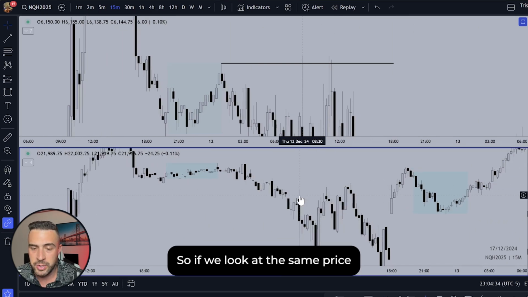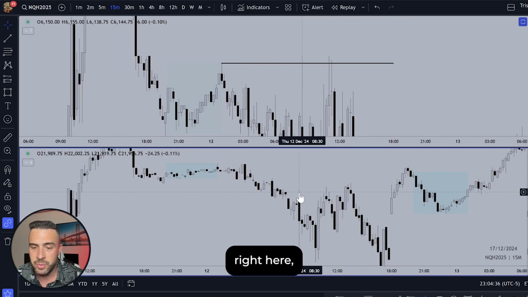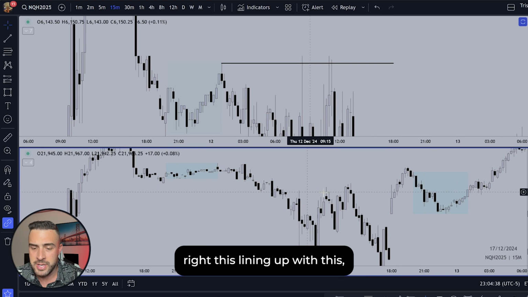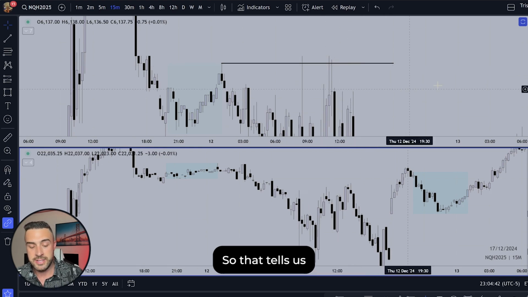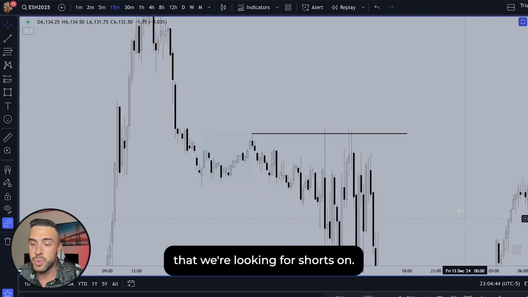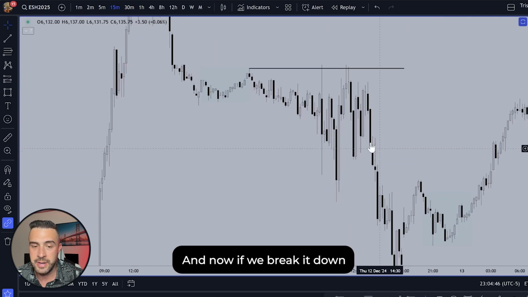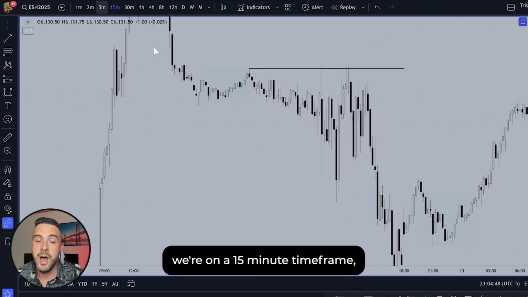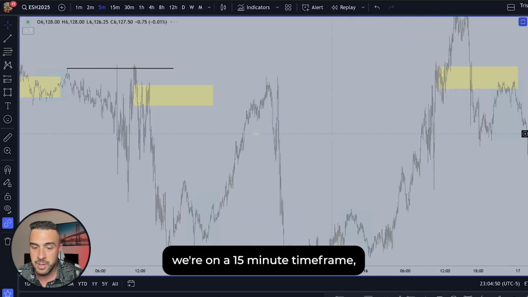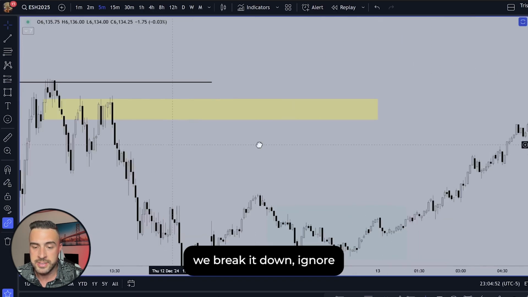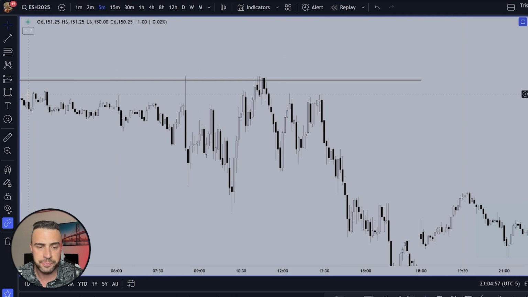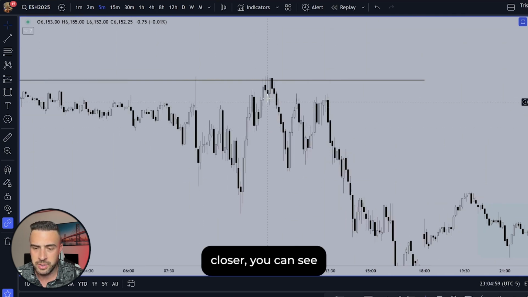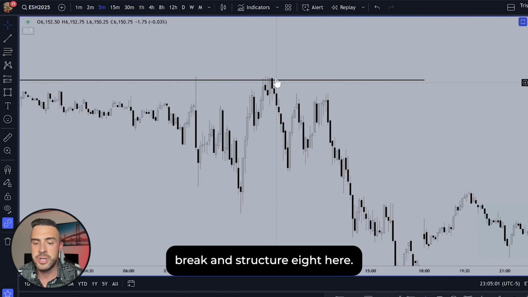So if we look at the same price right here, this lining up with this is making a new high while this is failing to. So that tells us that we're looking for shorts on ES. And now if we break it down even further, because right now we're on a 15-minute time frame, we break it down, ignore the yellow box. We'll get into that another time. But if we look even closer, you can see we have a 5-minute break in structure right here.